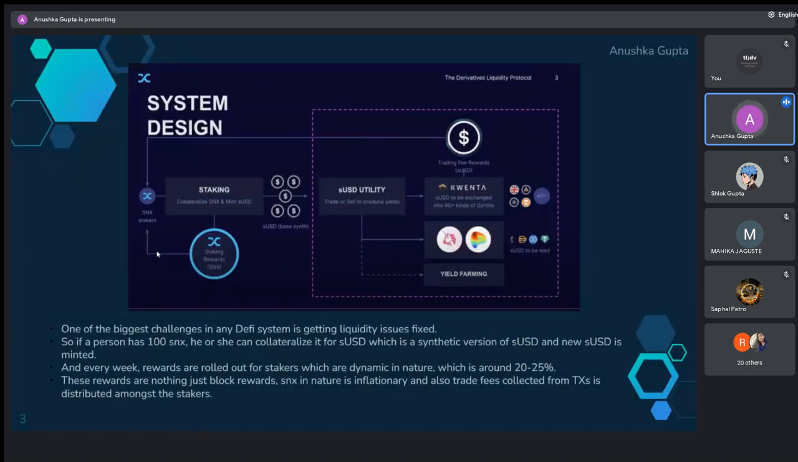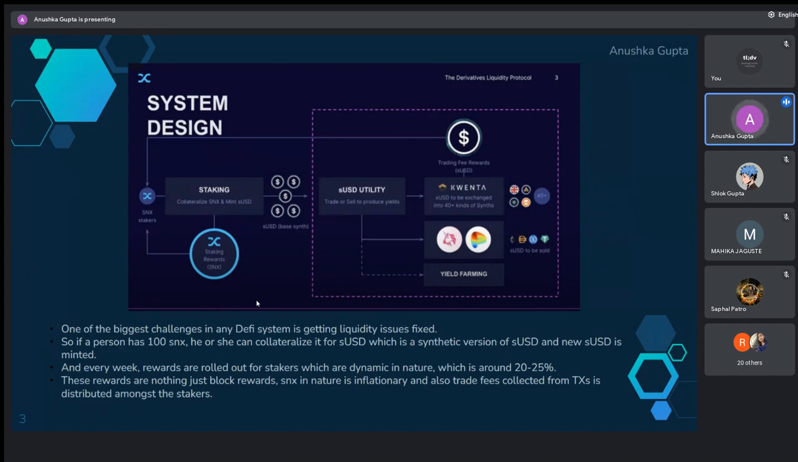Now let's look at the system design. You begin by staking your SNX coins, and in exchange for the SNX coin, you get sUSD, which is the synthetic US dollar, and then they provide a big pool where you can do everything with those USD. You can buy stocks, or do yield farming, or swap it on Uniswap or the other protocols. One of the biggest challenges in any DeFi system is getting liquidity issues fixed.